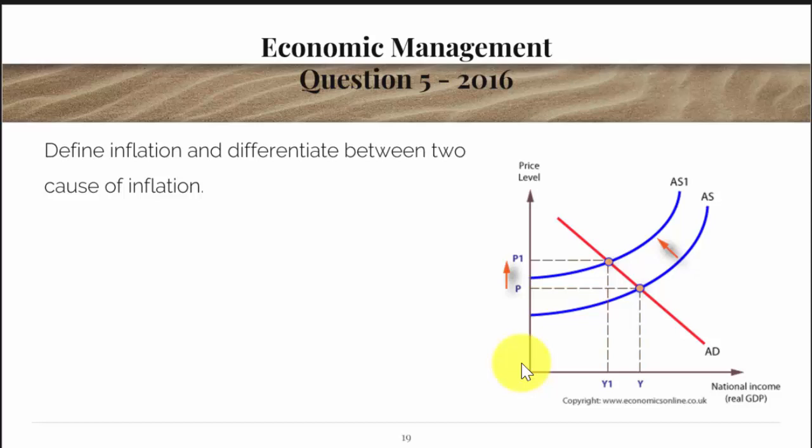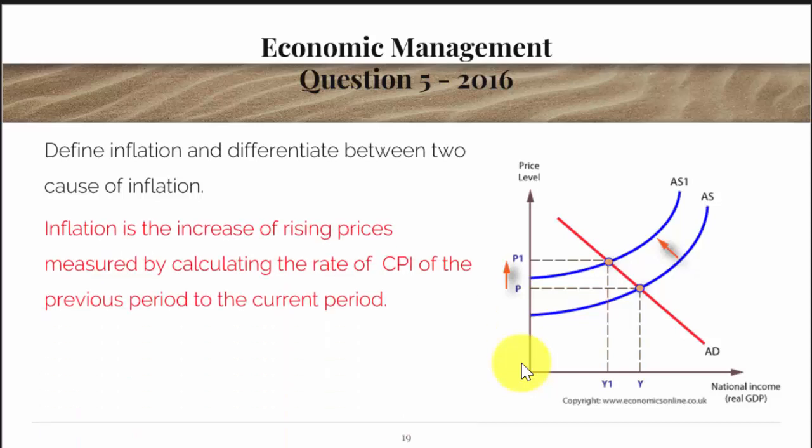Here's the next question. It says to define inflation and differentiate between two causes. To demonstrate extra understanding, wherever possible, you should include a diagram, and I have one here ready to go. So inflation is the increase of rising prices, measured by calculating the rate of CPI from the previous period to the current period.